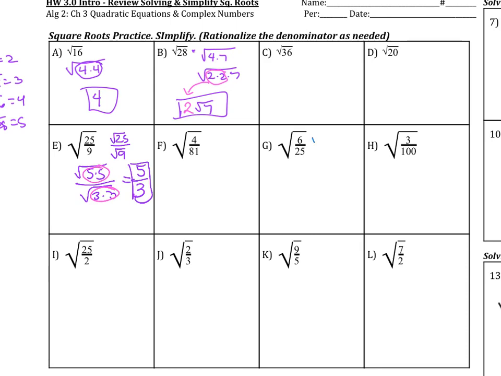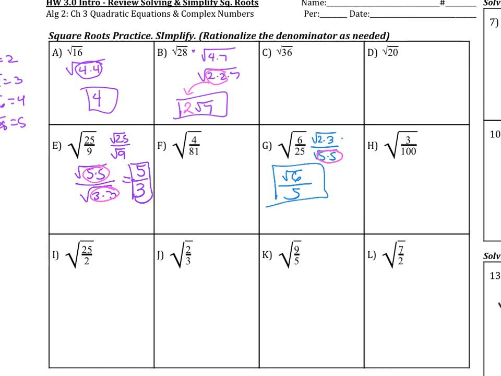So G, let's break it apart. 6 is 2 times 3, and 25 is square root of 5 times 5. So the denominator 5 comes out as perfect, and the numerator 2 times 3, well, there's no pair, so it stays the same. So square root of 6 over 5 times 5, which is 5. So that is that example.